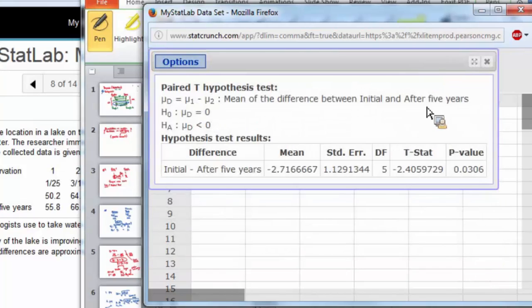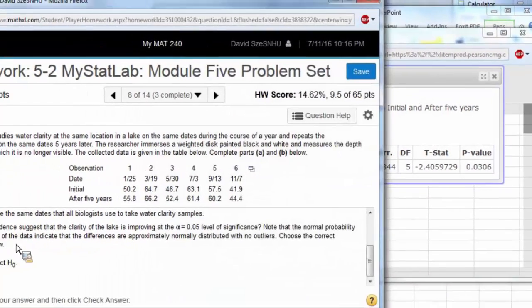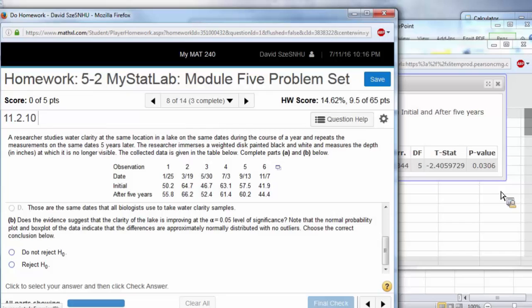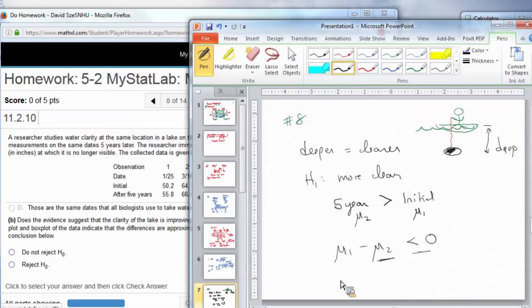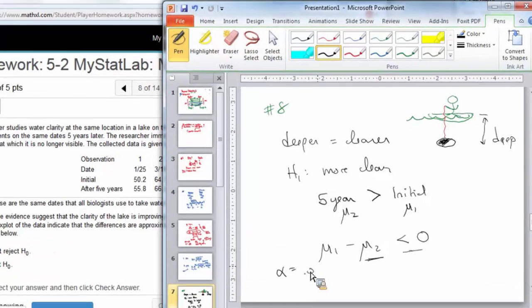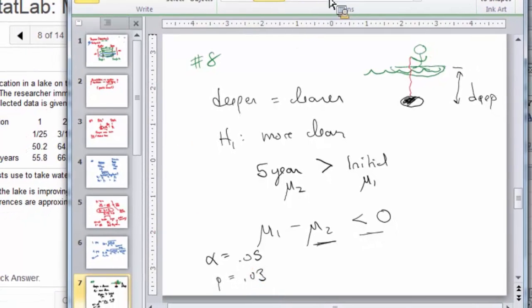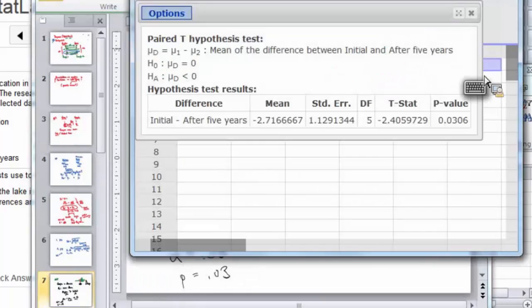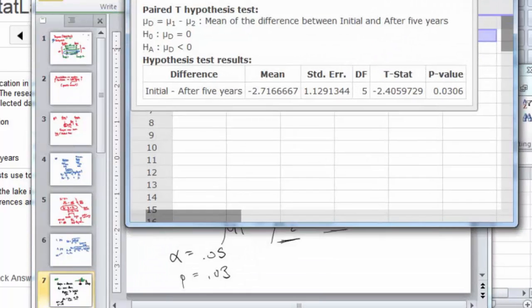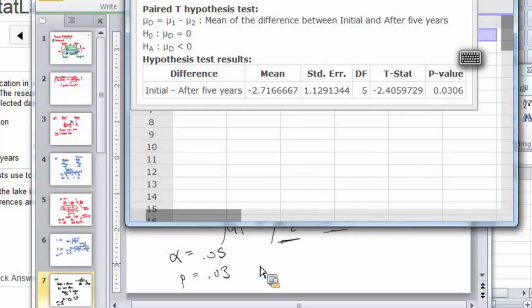Okay, so here it is. The t-statistic, the test statistic, the p-value, alpha equals 0.5, p equals 0.3. So we have alpha equals 0.5. And from what we just did in StatCrunch, we have P equals 0.3. So is this a reject or do not reject? Exactly, the null must go. P is low. P is lower than alpha, so it's a reject.